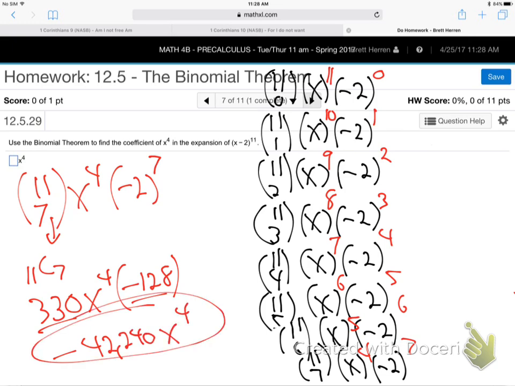x to the fourth. There it is. That would be painful to figure out by hand, right? Foiling 11 times and getting all the like terms correct would be very hard to get right. 42,240 negative.